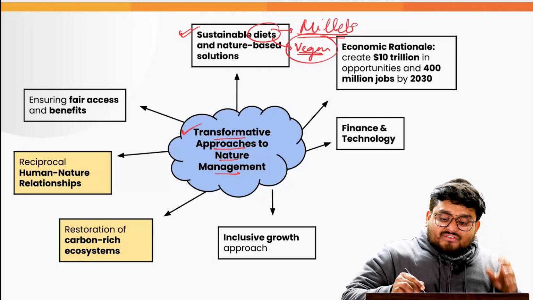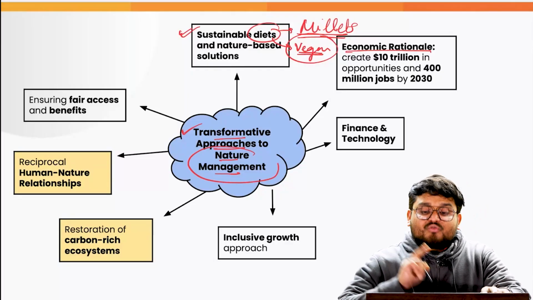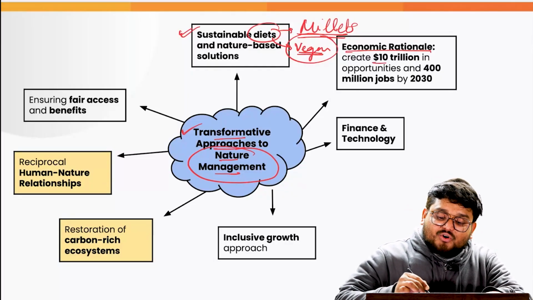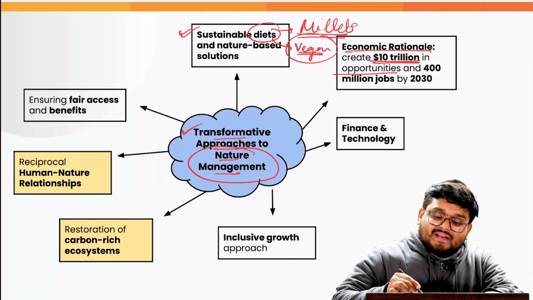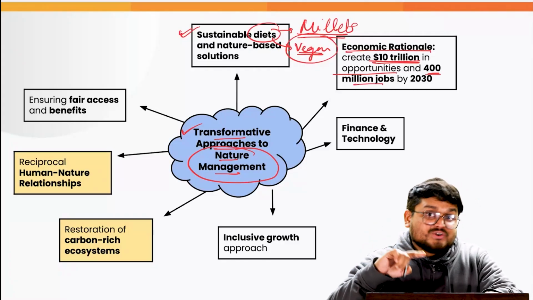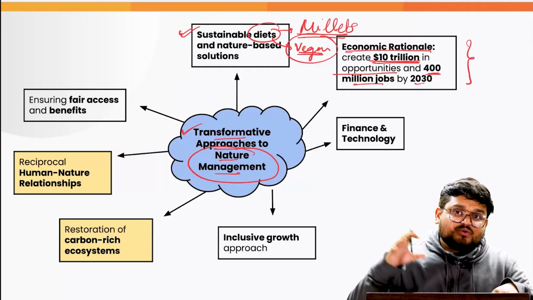Next, we have to understand the economic rationale. If we adopt nature management, we can create $10 trillion of business opportunity, right? And also this can lead to 400 million new jobs by 2030. So these are the various aspects we have to develop.